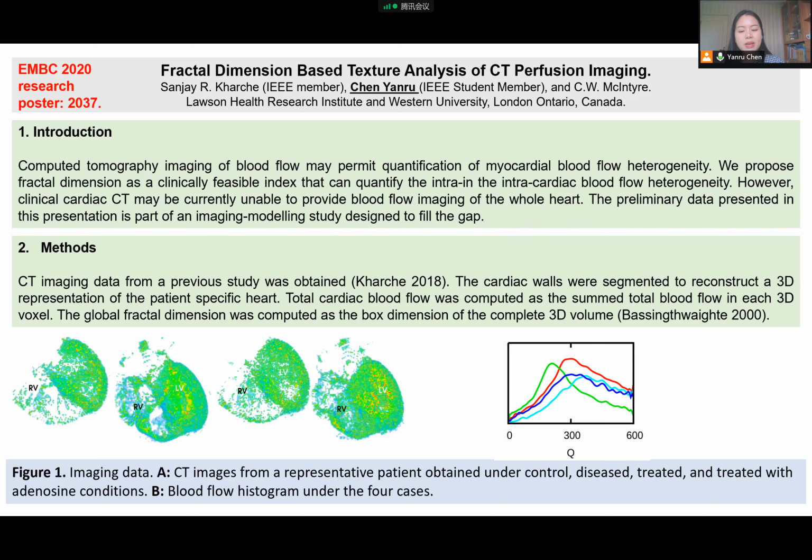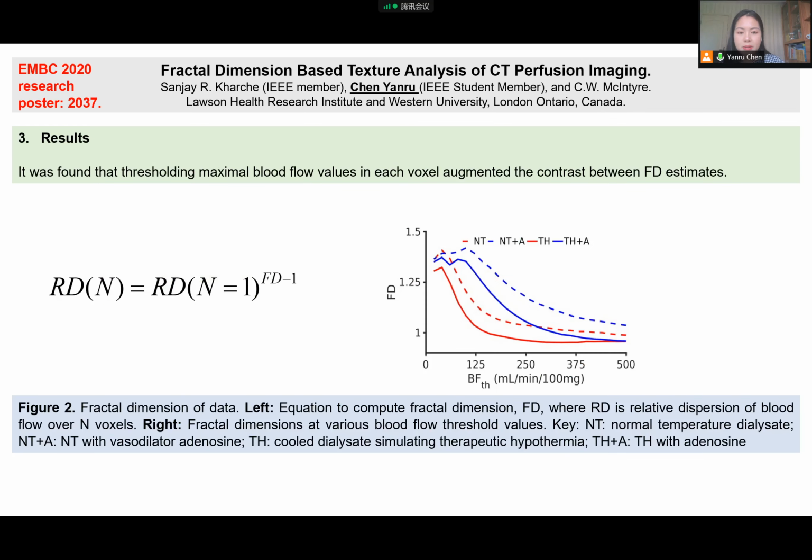Next, I'd like to take a look at results. As you can see from the figure on the right, it shows the fractal dimension at various blood flow threshold values. Computing fractal dimension upon thresholding is shown for one data set in this figure. And the left one is how we compute fractal dimension using the relative dispersion of blood flow over n voxels.